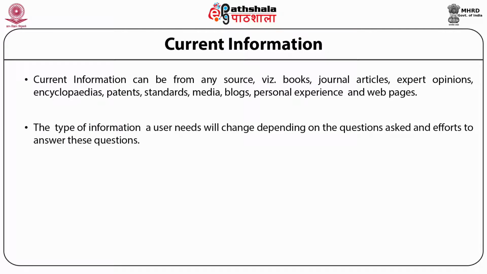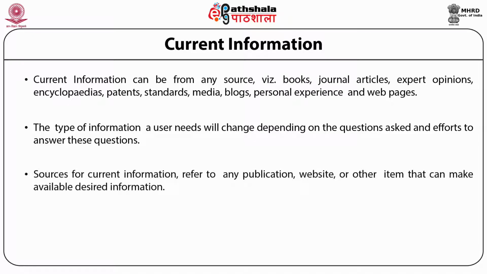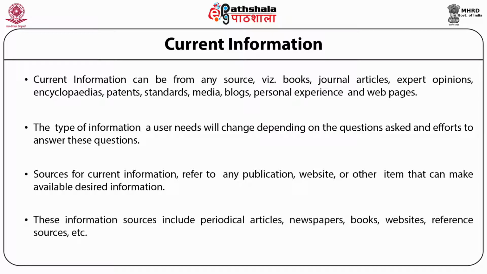The type of information a user needs will change depending on the question asked and efforts to answer these questions. That is when current information is required. Sources for current information refer to any publication, website, or other item that can make available desired information. These information sources include periodical articles, newspapers, books, websites, reference sources, etc.